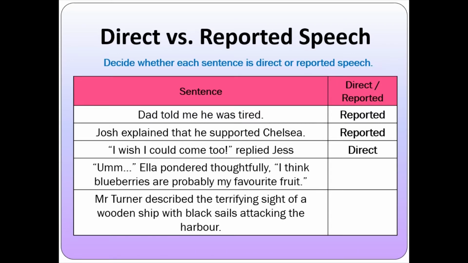Ella pondered thoughtfully, "I think blueberries are probably my favourite fruit." Is it being exactly said? Of course it is. It's direct speech. Mr. Turner described the terrifying sight of a wooden ship with black sails attacking the harbour. Any speech marks, any inverted commas? Nope. Therefore, it is reported speech.